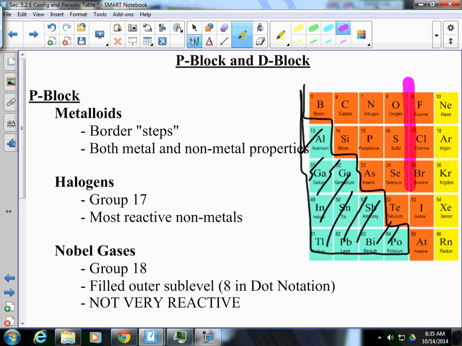I'm going to highlight that in pink here. These are called the halogens. The halogens are the most reactive nonmetals. And why is that? Well, look at it overall. They have 7 electrons in their outer shell. Remember, every atom wants to have 8. So they are 1 electron short from having a full outer shell. So they will do pretty much anything to get 1 electron from other atoms. That's why they're very reactive.